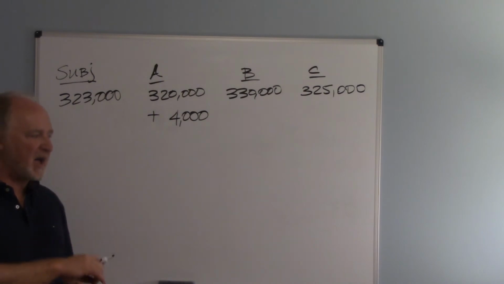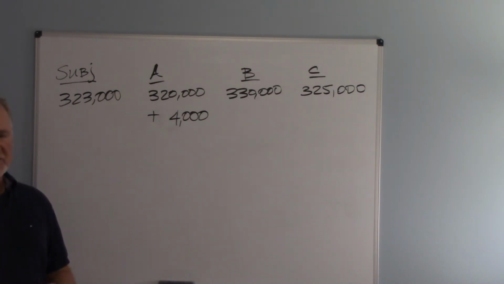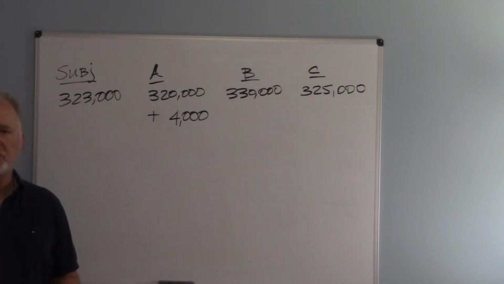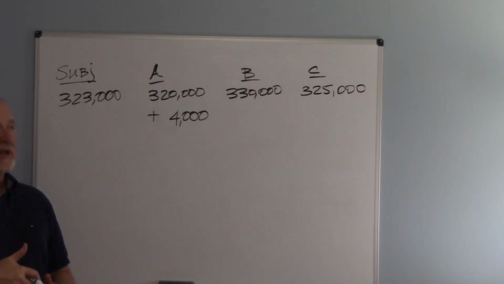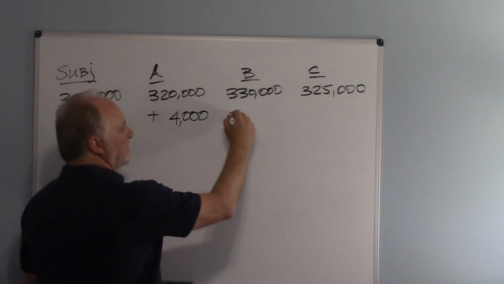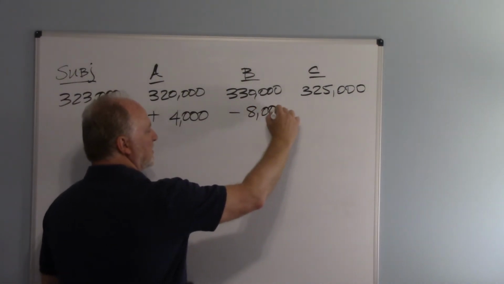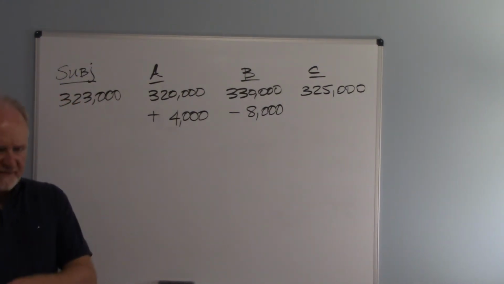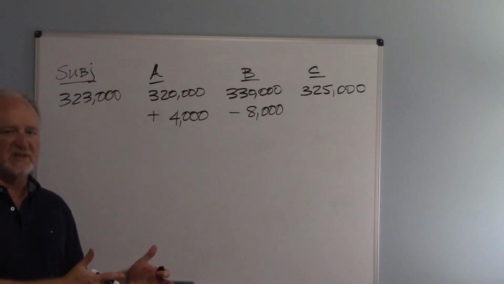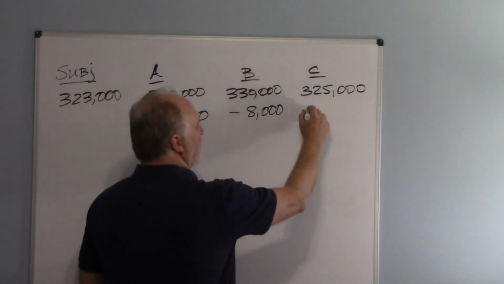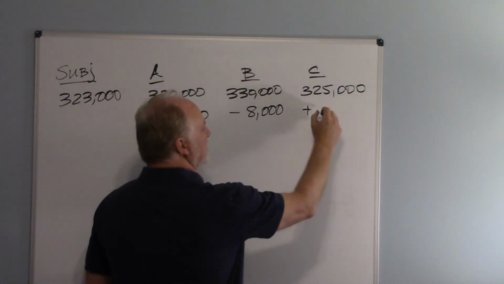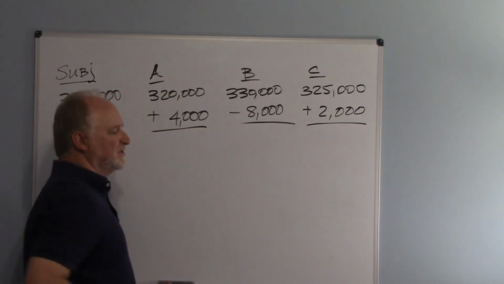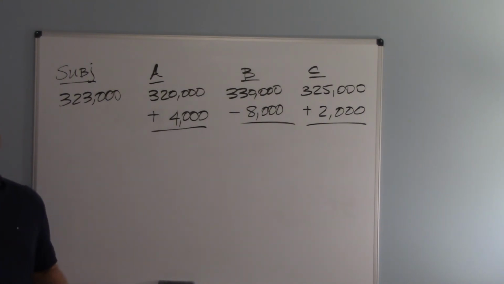Comp B had positive features of $8,000. Well, apparently if comp B has what word we use, positive features, it is superior to the subject property. So we're going to subtract from its value. Superior, subtract. And then finally, comp C had negative features, negative, inferior. So if it's inferior, we're going to increase its value by $2,000, which is what was given in the problem. As it turns out, there are no other adjustments in this particular one.